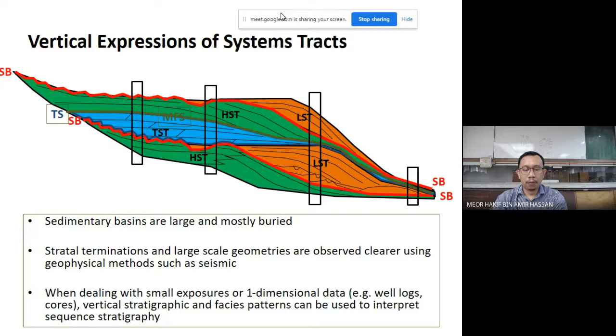So different parts of your sequence will have different kinds of patterns to the sequence stratigraphy. Sedimentary basins are large and mostly buried, under lots and lots of more sediment, several kilometers underground most of the time. Stratal terminations and large-scale geometries are observed more clearly using geophysical methods such as seismic. When dealing with small exposures or one-dimensional data, things like well logs and cores, vertical stratigraphic and facies patterns can be used to interpret sequence stratigraphy. So what does this all mean?